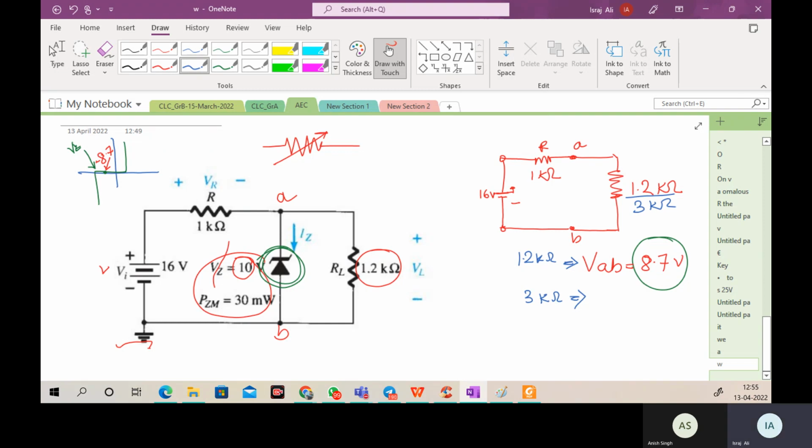You can repeat that yourself. Now the resistance value is 3 kilo ohm. You need to find out VAB again. 11.4. 11.4.